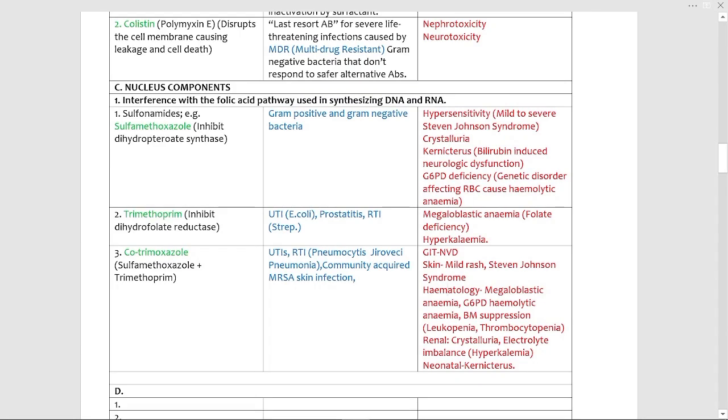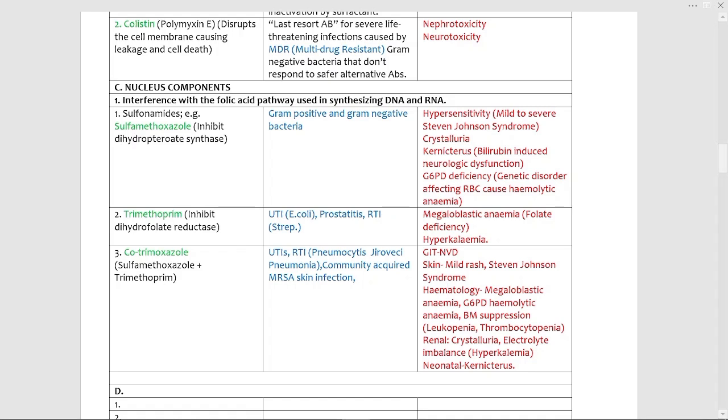You began by looking at the interference with the folic acid pathway. And we have said there are 2 major steps. The first step is by inhibiting dihydropteroate synthase, and the second step is by inhibiting dihydrofolate reductase. The antibiotic that works by interfering with the first step is the sulfonamides. An example is the sulfamethoxazole.